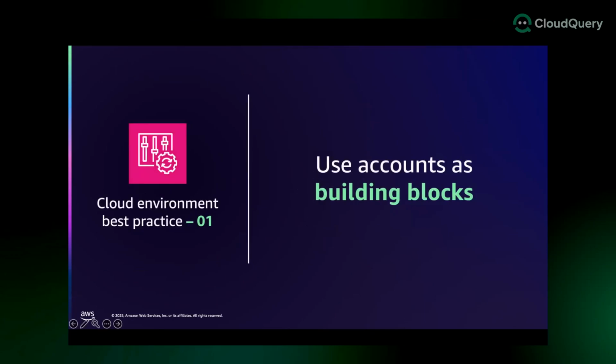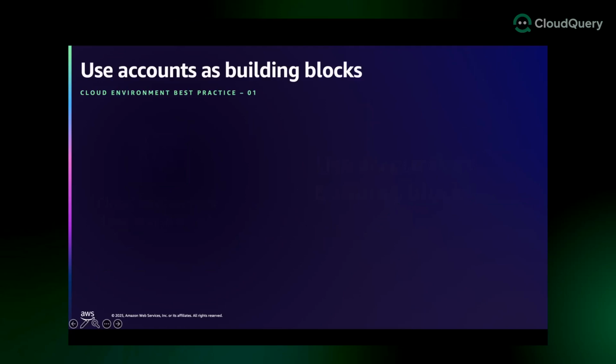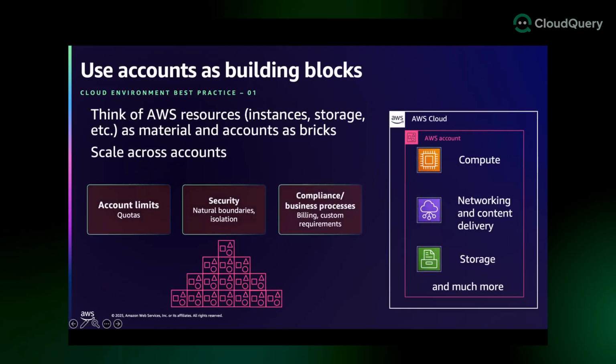The first best practice I look at is to use accounts as building blocks. The analogy I like to use is to imagine you're constructing a secure building, right? You can think of AWS accounts like building blocks. Each account can be seen as a brick, and the resources can be the type of material you're using, whether that's wood, insulation, or concrete for the foundation. You want to use multiple different accounts for different purposes in order to scale appropriately and in the right direction, whether that be in terms of compliance, isolation, or security reasons.